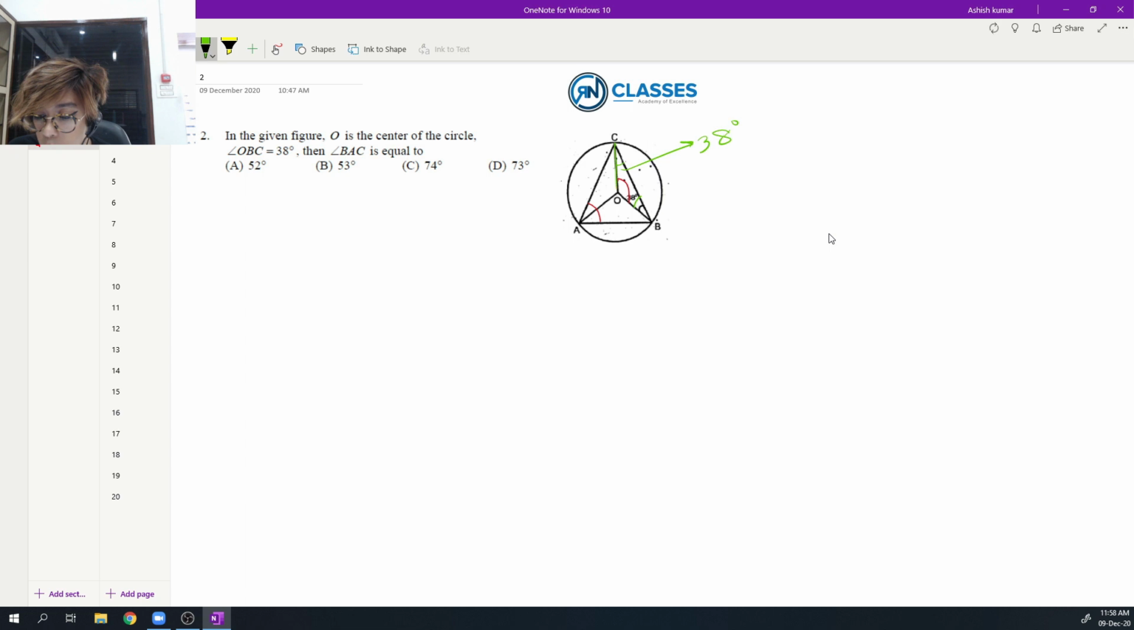Now as you can see, OBC is a triangle, right? So agar two angles are 38, I need to find the third angle. So third angle will be how much? Inko add karungi, I'll get 76. That means this big angle should be 104, right? Because 76 was, so 104. So 104 degree basically. Alright, so ये वाला निकालना है. Definitely this angle is half of 104. So this is 52 degree. So option A is the correct one. Alright, so the next one.